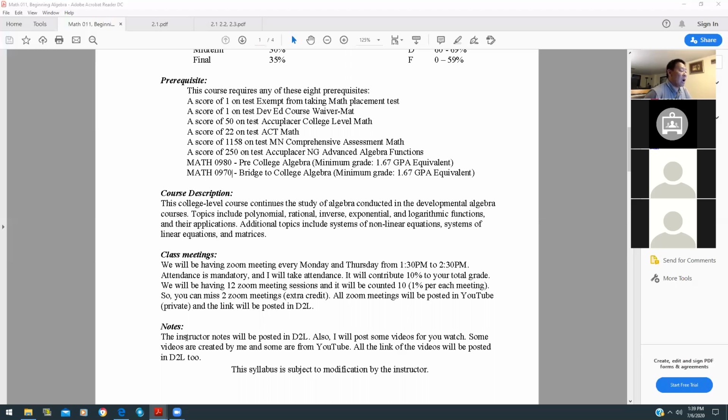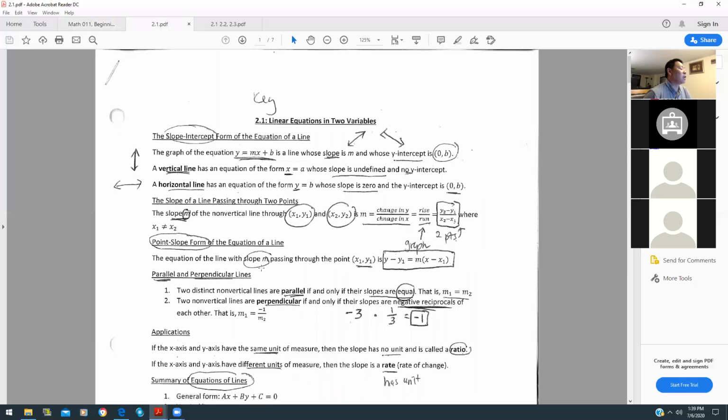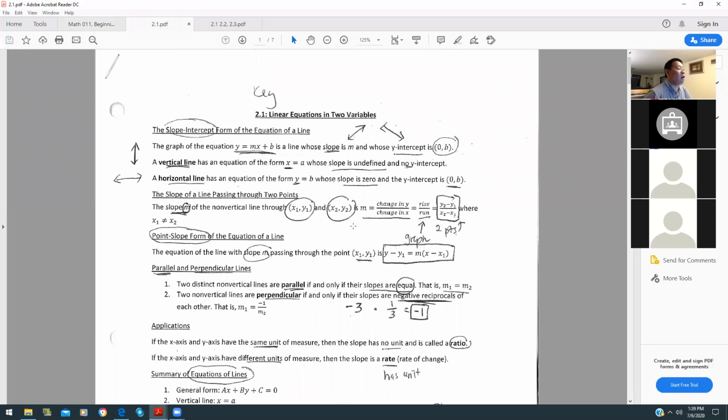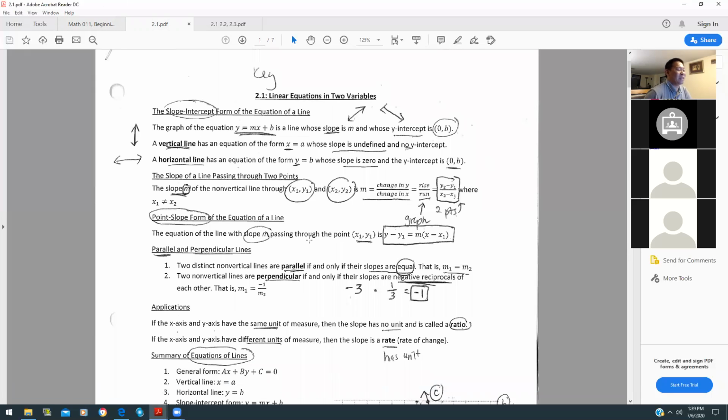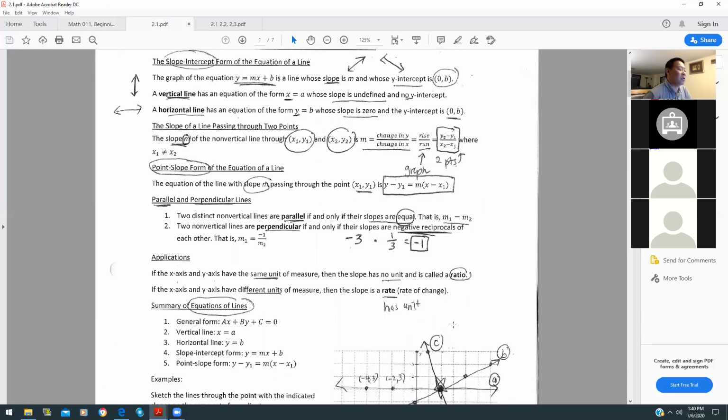Next is notes. The instructor notes that we will go over in Zoom meetings will be posted in D2L. And there will be videos also that I will recommend you to watch. Some videos I created, some are on YouTube, some are Khan Academy. I get some good ones and put them in there. All the links will be posted. This is what I call instructor notes. I redid these from last semester. We'll go over these notes, and sometimes I type things in here.